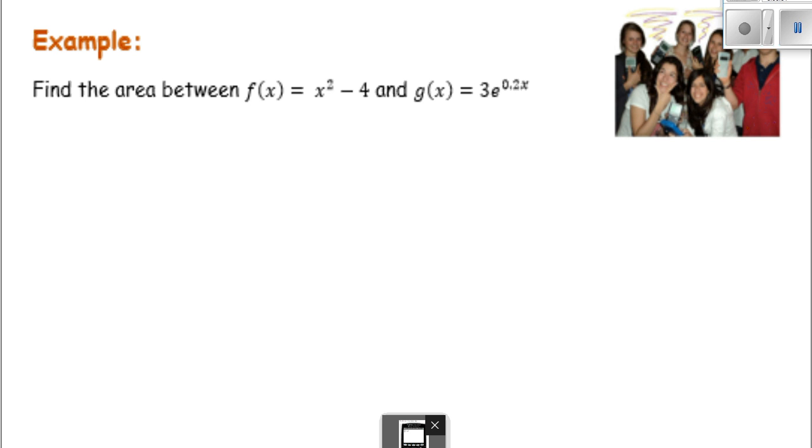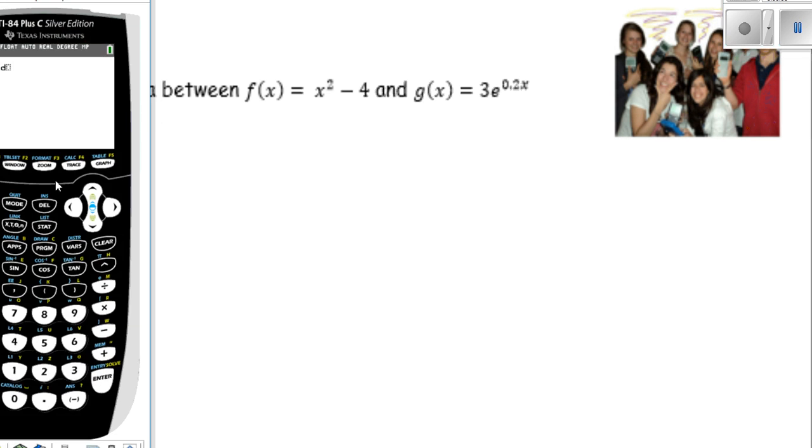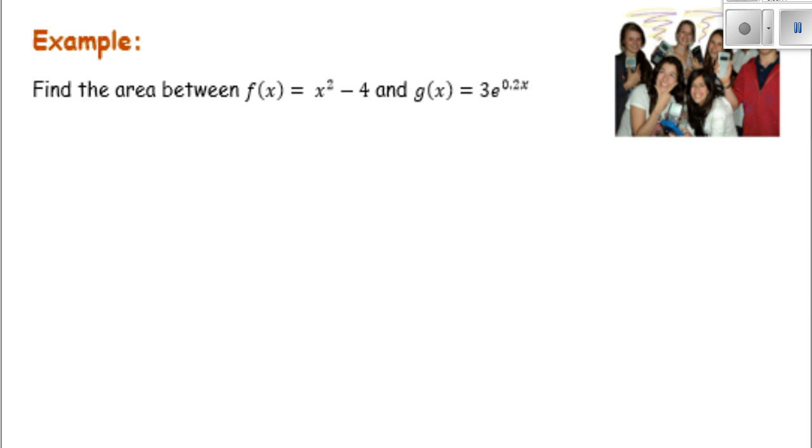On with, what is it? Areas between two curves. Make sure you've got your calculator out because you need your calculator for this problem. Hence why we have this picture here. So this picture indicates that we're using calculators. It's holding calculators.